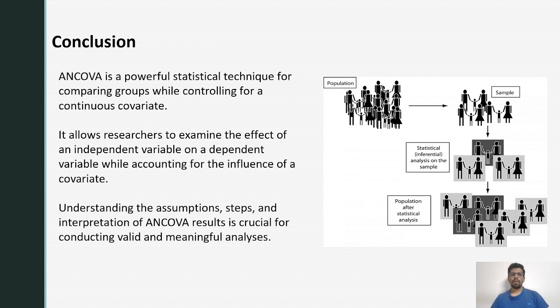Conclusion. ANCOVA is a powerful statistical technique for comparing groups while controlling for a continuous covariate. It allows researchers to examine the effect of an independent variable on a dependent variable while accounting for the influence of a covariate. Understanding the assumptions, steps, and interpretations of ANCOVA results is crucial for conducting valid and meaningful analysis.